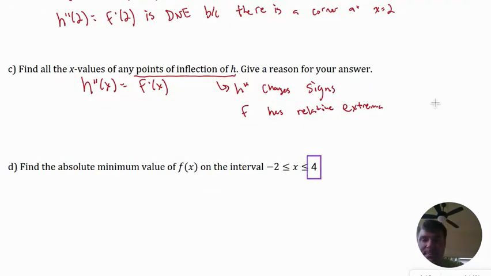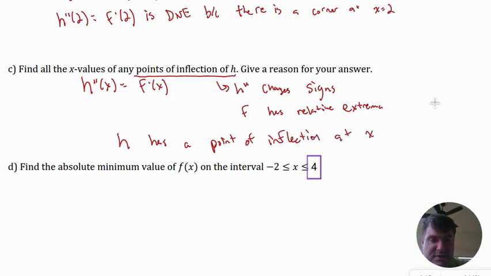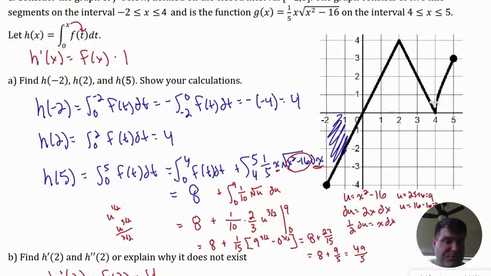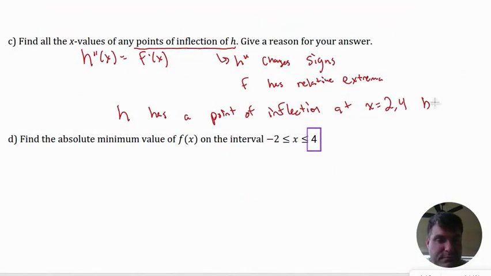So h has a point of inflection at x equals, I think I said 2 and 4. I'll just scroll back and check. Yep, 2 and 4. Because f has relative extrema at those points.